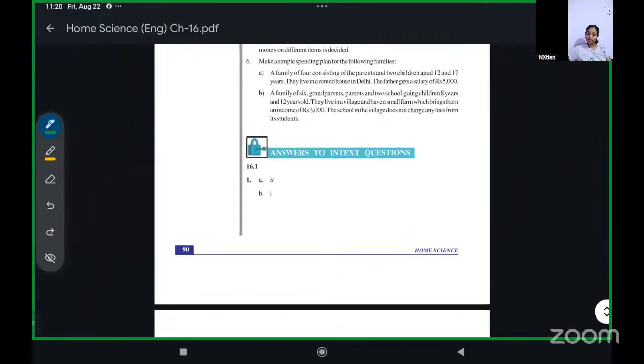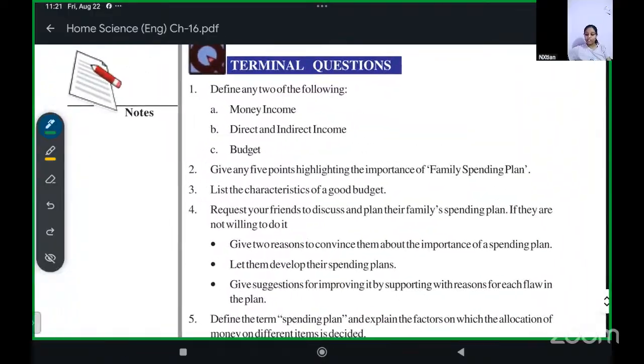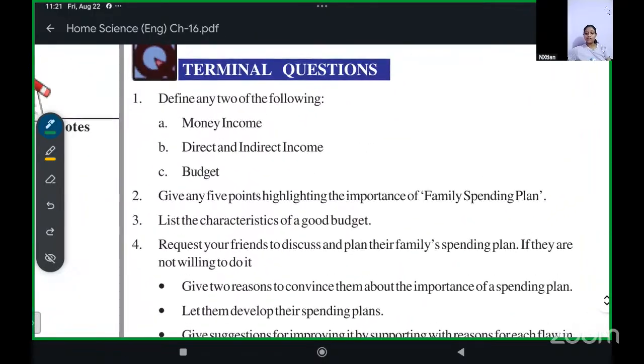Now we got some terminal questions. Define any two of the following: money, income, direct and indirect income, budget. Money and income, direct and indirect income, and budget. Do you want to try giving a definition of any of these? Wait, is money income different from fixed income?